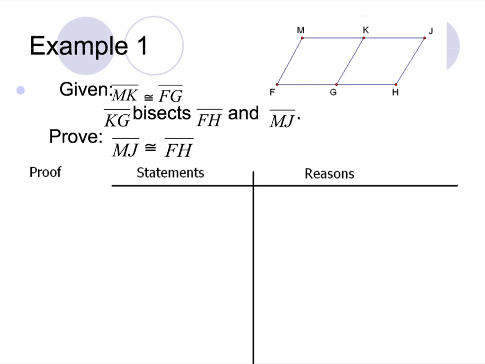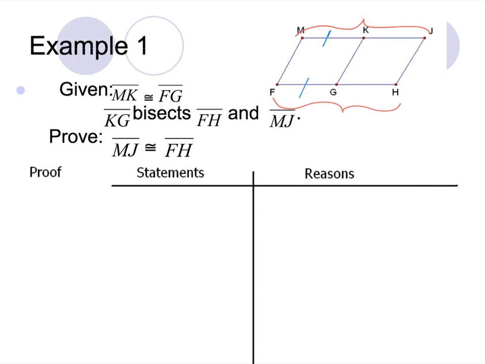So let's take a look. I've got MK is congruent to FG. I know that KG bisects FH and MJ. But I want to conclude that these two are congruent.